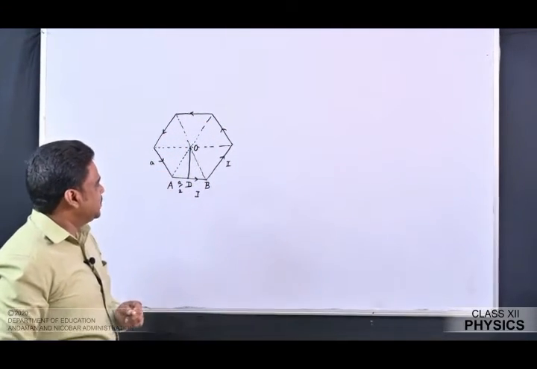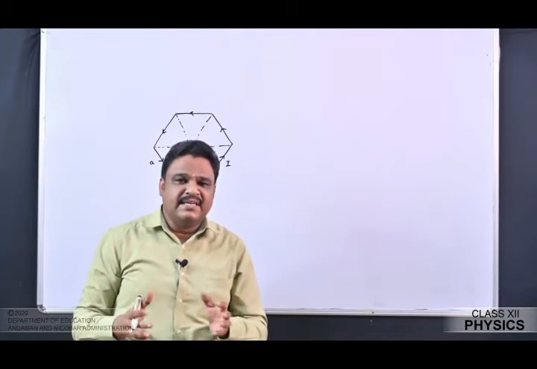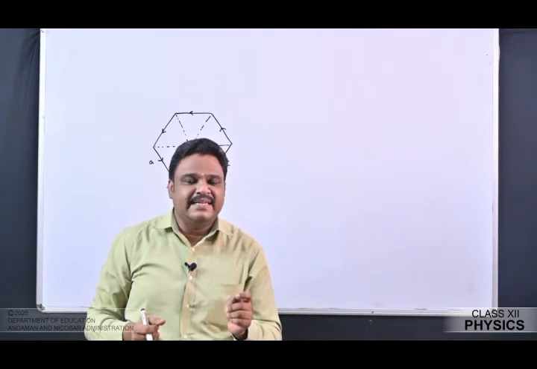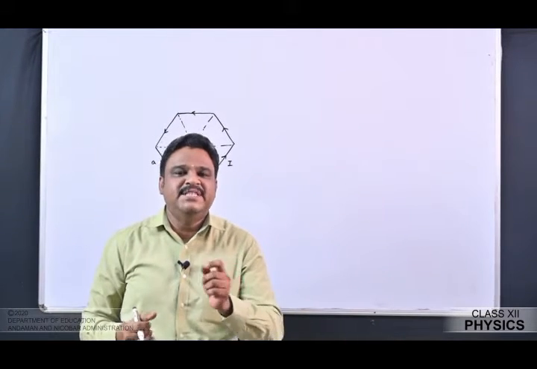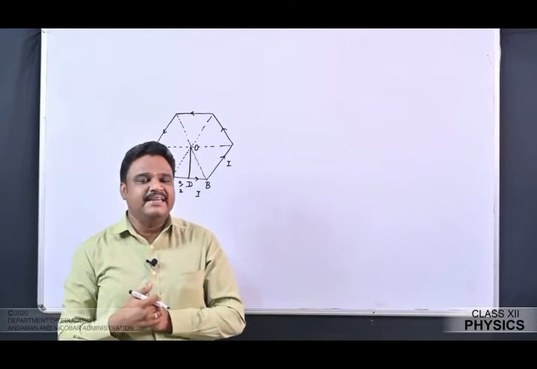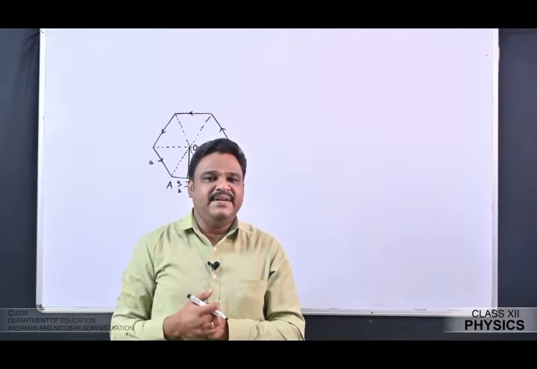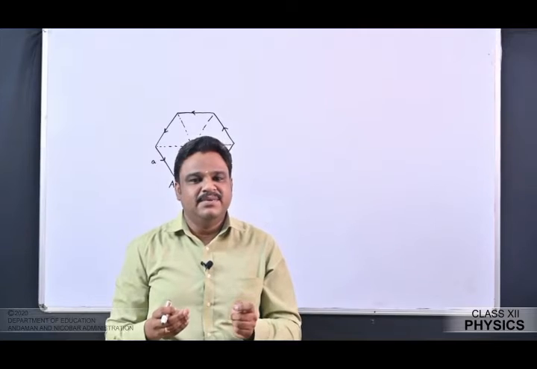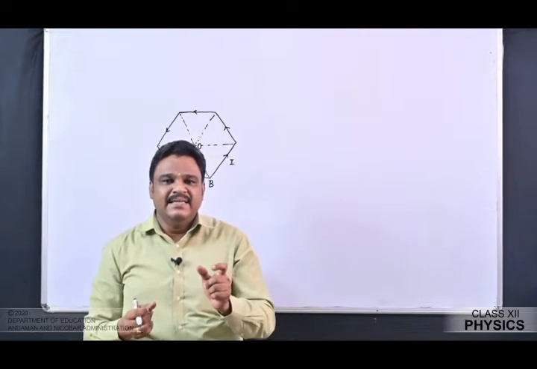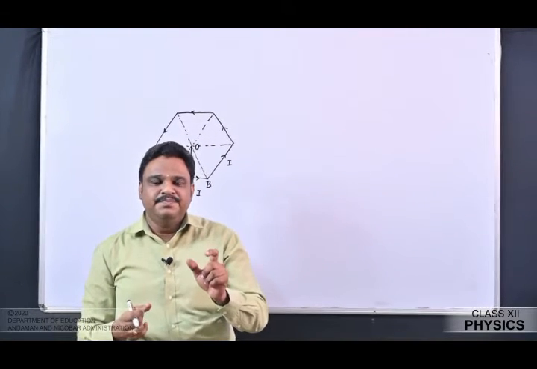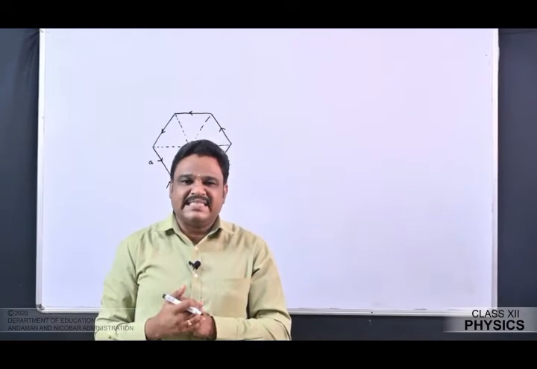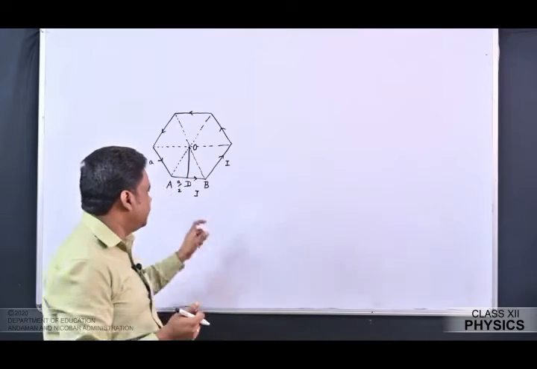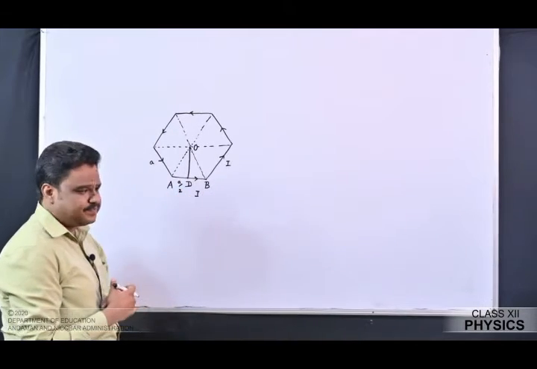Here also, as it is a symmetrical figure, the magnitude and the direction of the magnetic field at center O due to each side will remain the same. So I can get one side's value and multiply it with 6 to get the total magnetic field. For reference, I'm going to take my side as AB.